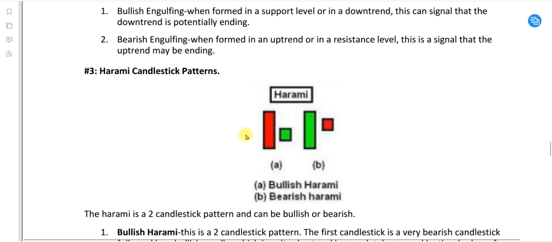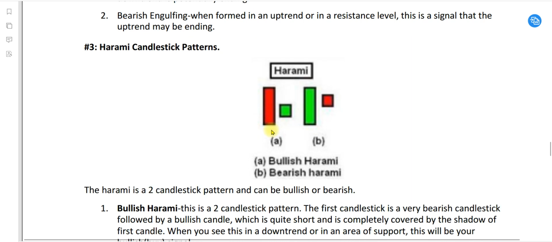Then the third one, we have the RME. It looks like the engulfing, but it's just different. For the engulfing, we see the first candle being a small one, while the second one is a big one. But for the RME candlestick pattern, the first candle is a big one. The bearish candle that we have here is big, while the small candle is going to be within a half distance of the big candle.